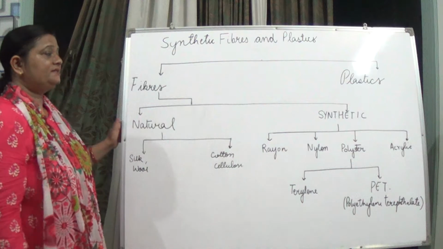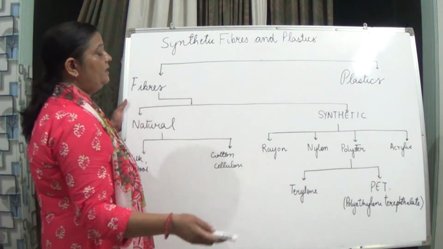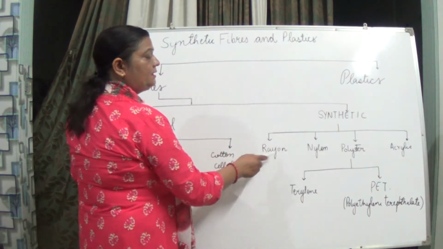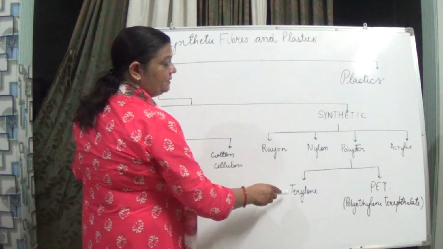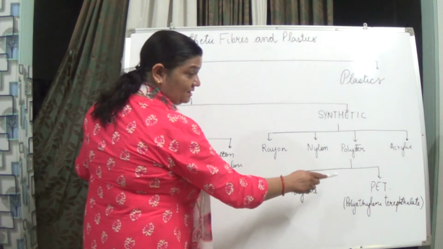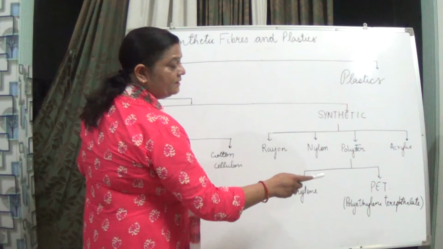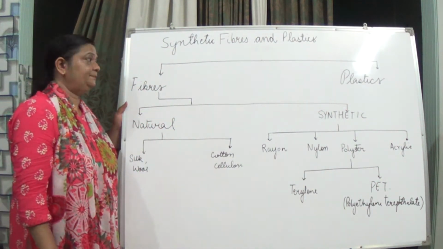Cotton consists basically of cellulose. Synthetic fibers are man-made, and they are of four types basically: rayon, nylon, polyester, acrylic. When we talk about polyester, it is terephthalate, and in small form it is written PET, polyethylene terephthalate. Now, let us study in detail.